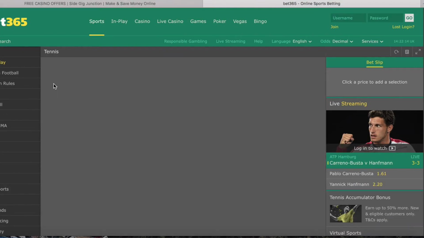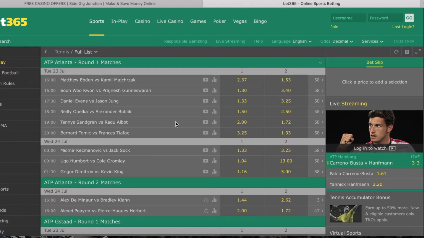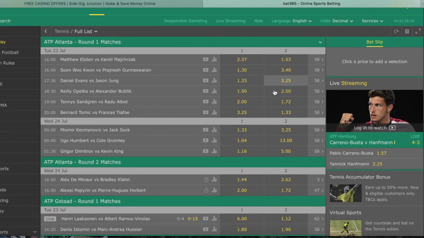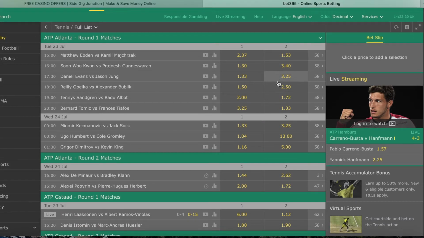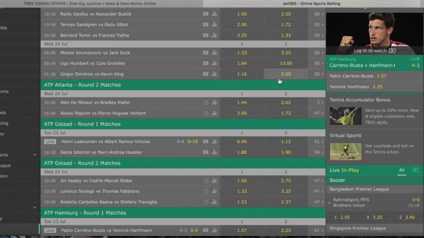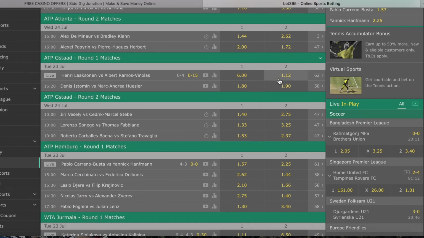So if we have a look at the tennis, so what tennis is going on today, and you'll see here the different prices. So 2.37, 1.53, so obviously the player at 1.53 is the favourite. At 3.25 you're the outsider. Again, all of this will become second nature to you in absolutely no time at all. This is just purely to familiarise yourself with the odds prices.